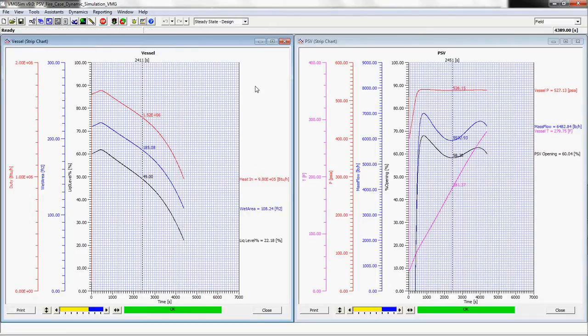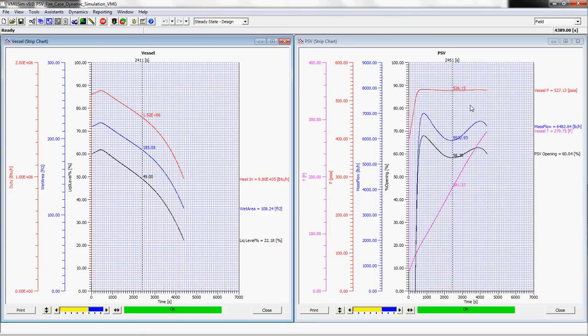Currently, two strip charts are shown. On the vessel strip chart, the black line is the liquid level percentage, the blue line is the wet area, and the red line is the heat input due to the fire. The liquid level first increases and then drops. The reason is as the vessel gets hotter and hotter, the liquid density gets lower and lower, thus it leads to larger volume in the vessel. The wet area and the heat input follow the same shape of curve since they are directly related to the liquid level.